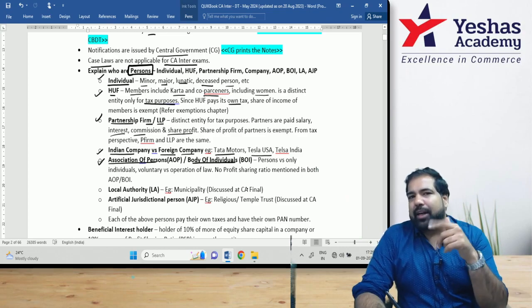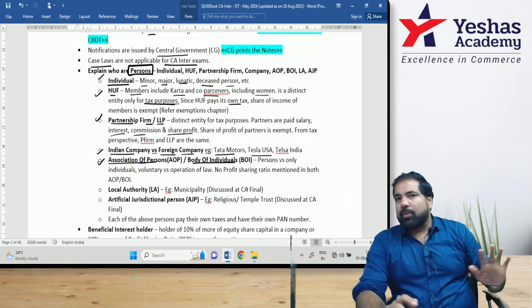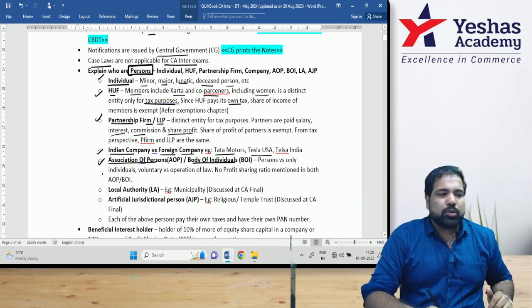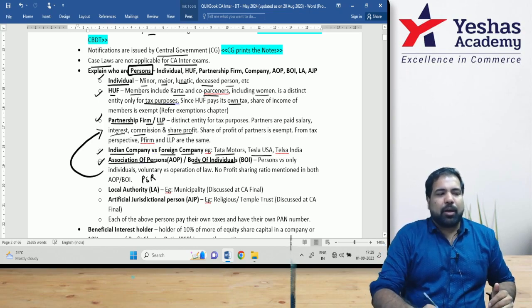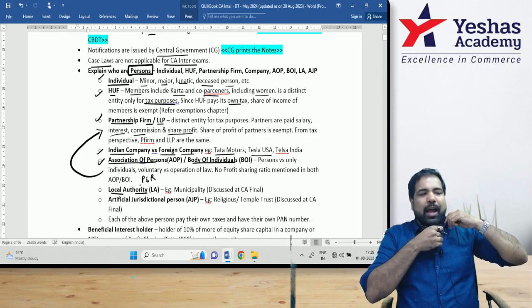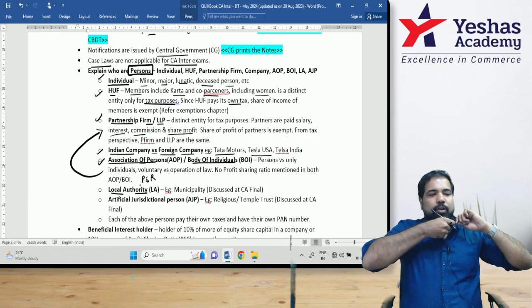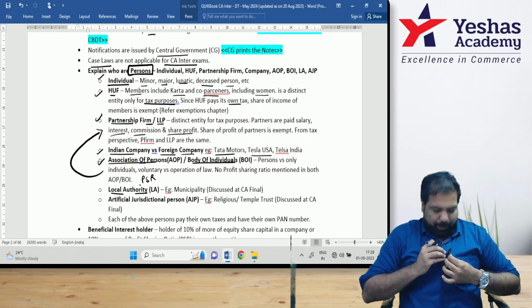And BOI, is there a difference? Only individuals. And that is not because of intention, it is operation of law and they pay their own taxes, but both of them are very similar to what, guys? Partnership firm. If I put a profit sharing ratio here, what will it become, guys? Partnership firm. Local authority is like a municipality and they are also called artificial jurisdictional persons. Yes. We move now ahead. Each of the above persons pays their own taxes and have their own PAN number.